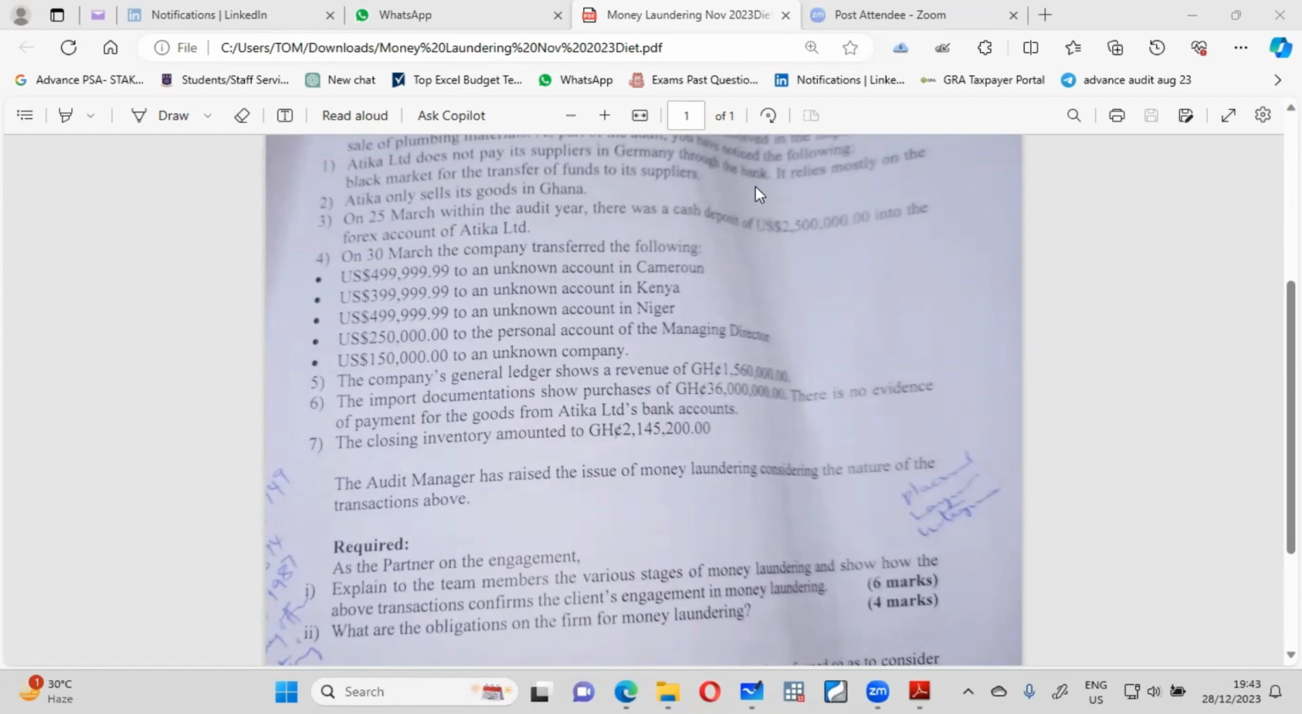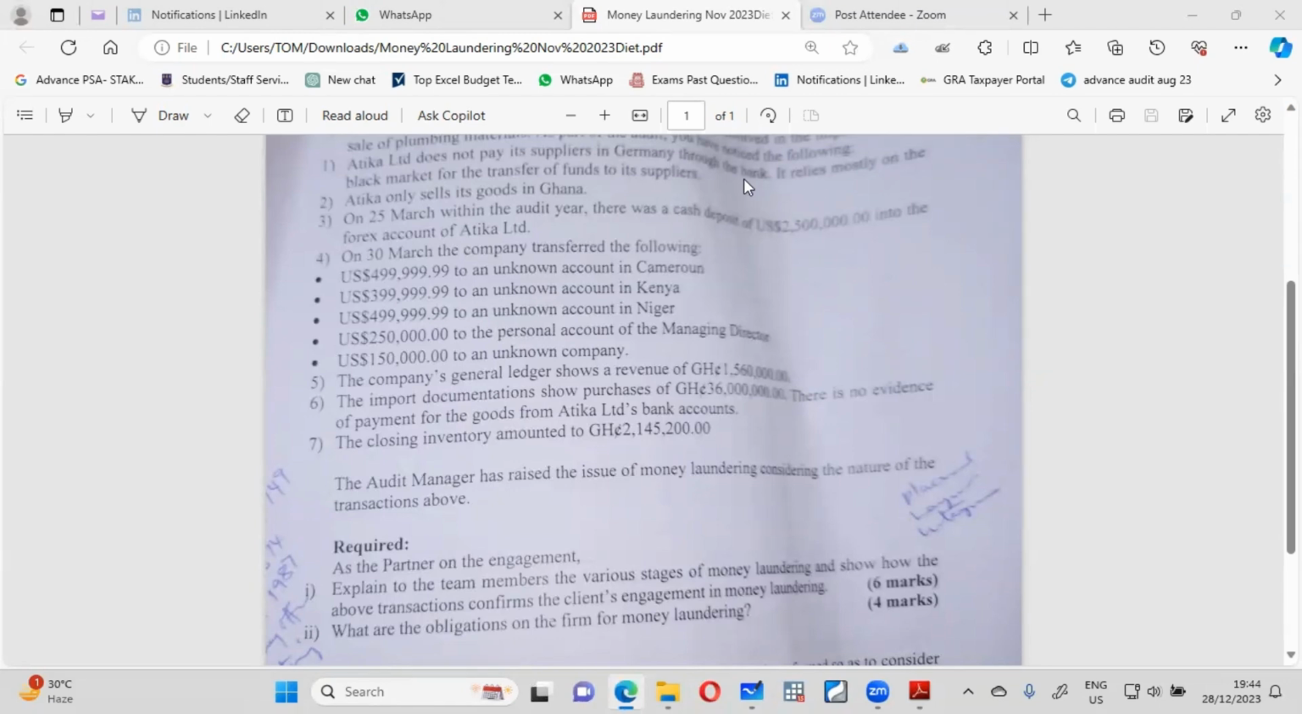They have closing inventory, which means that in fact, they've not even sold much. Have you seen the closing inventory is 2.1? They've not even sold much. They have a debt of 36 million Ghana cedis to pay, but there is no evidence that they've even paid the money. Yes, Rosemont.